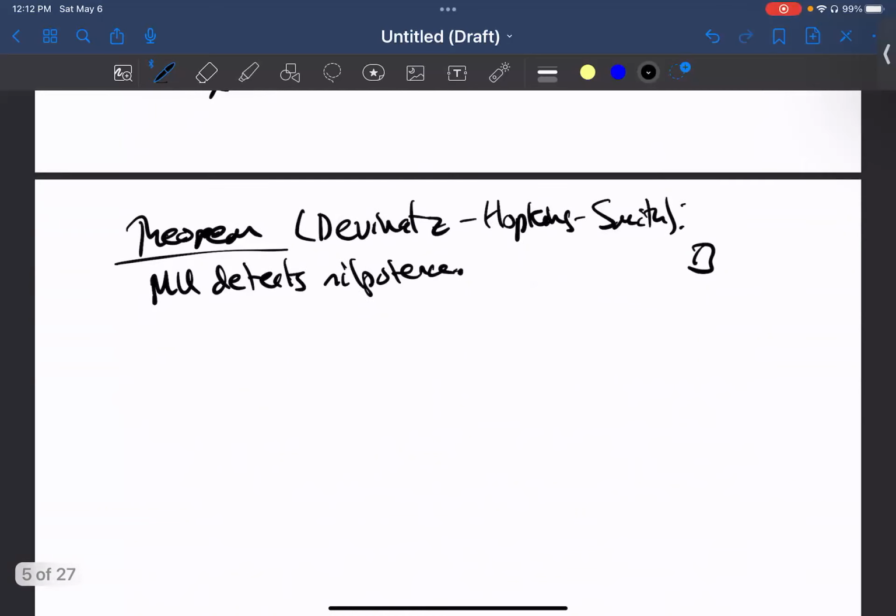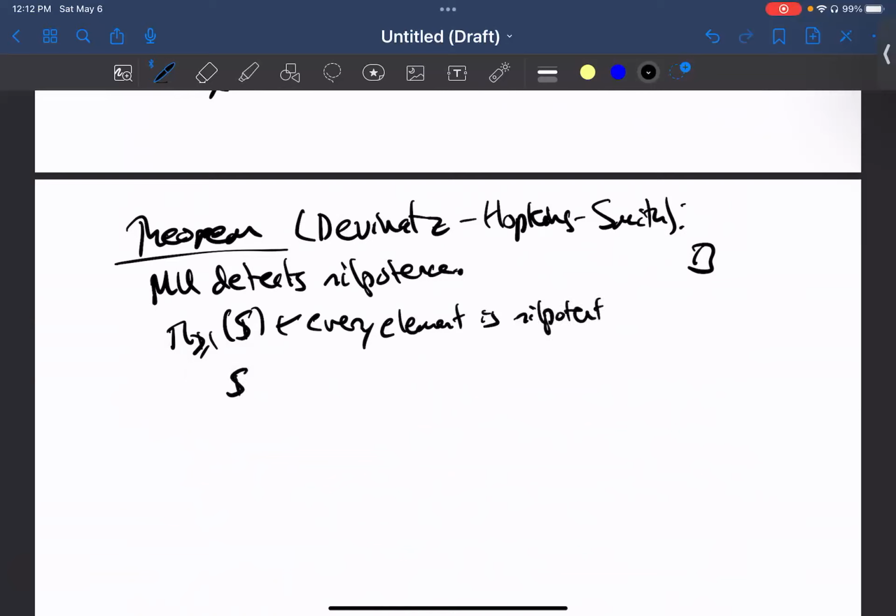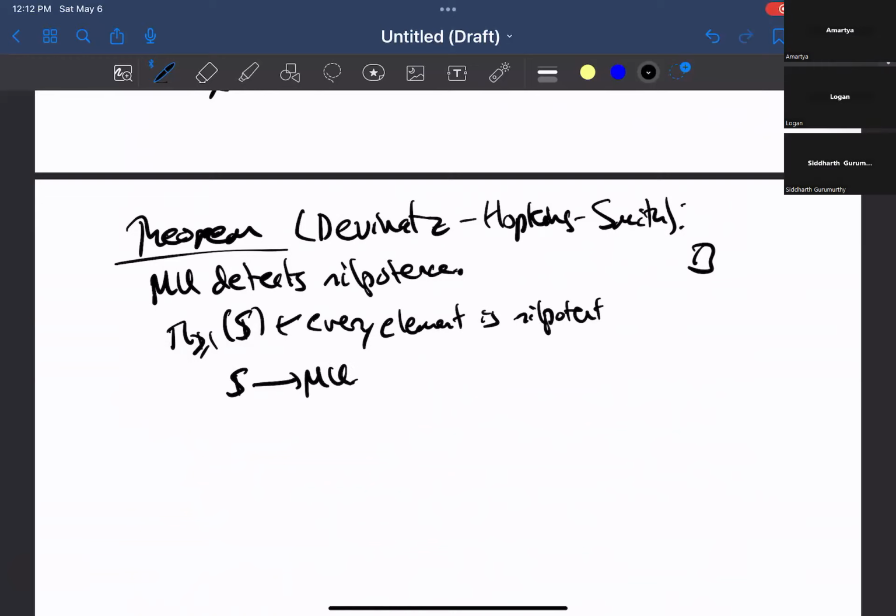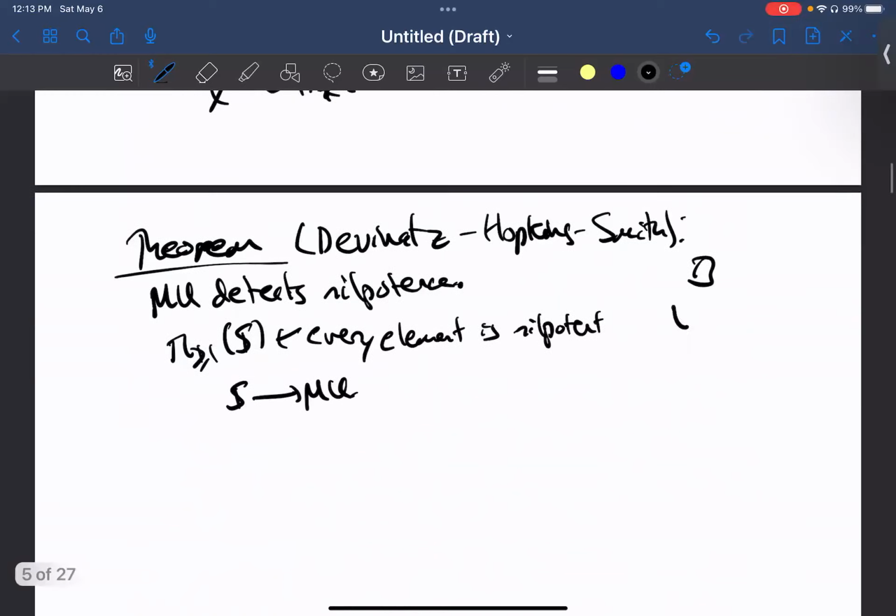In particular, you can use this to show that in pi star of the sphere spectrum, in degrees greater than or equal to 1, every element is nilpotent. Because if we recall, MU is a ring spectrum, so we have this natural map from S to MU. And really what this says is that the kernel, well, the full statement is that the kernel of pi star X to MU star X consists of nilpotent elements.